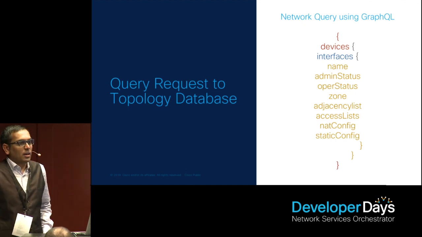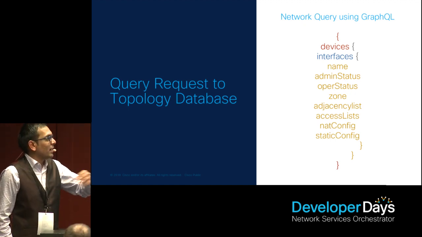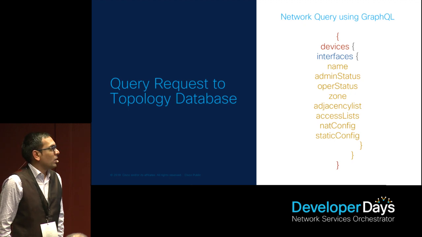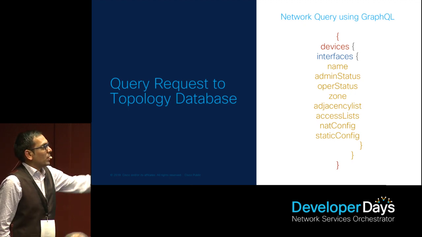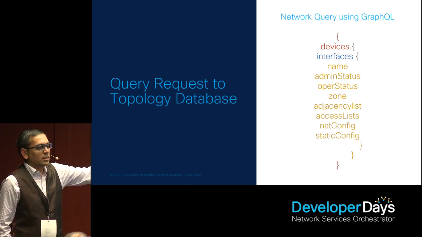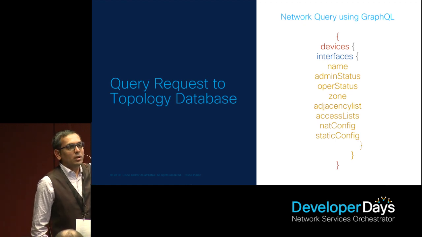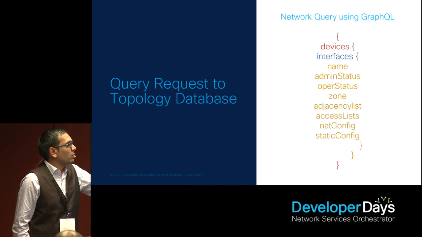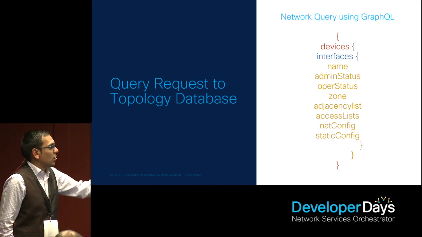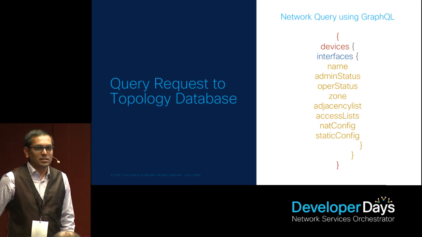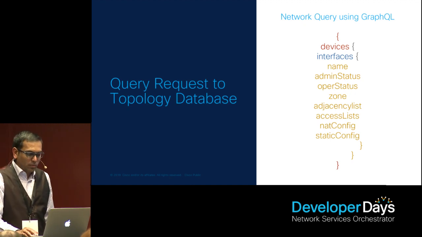So as you can see, building a client application, we can structure a query such that we are looking for the device name, we are looking for the interfaces, we are looking for some other aspects of it. Let's say zone is custom metadata here. We're looking for the zone adjacency list along with other aspects such as the access list, NATing configuration, static route configuration.